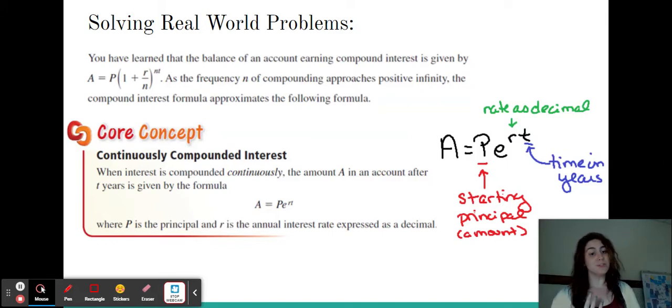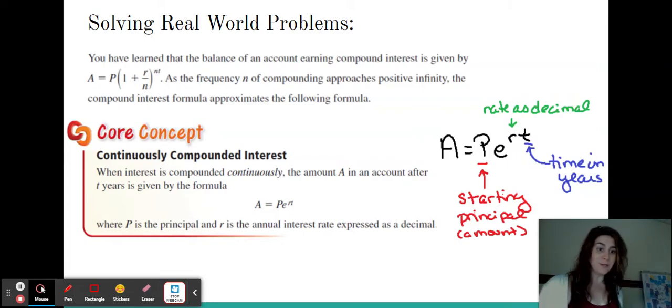So in this formula, PERT is going to be your easy way to remember it. P is your starting principal, whatever amount you're putting into that account. E is going to be our Euler number. R is the rate as a decimal, so don't forget that. You're going to change any given rate to a decimal. And T is your time in years.